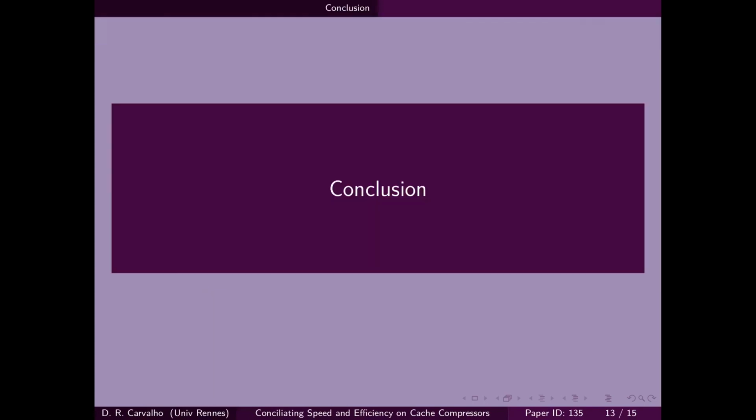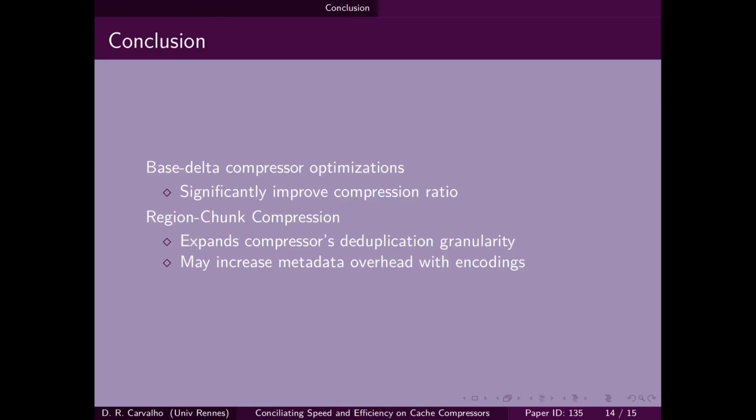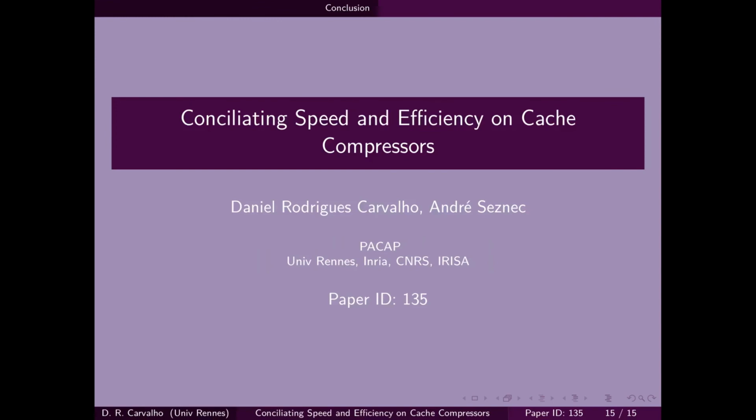So the area of the region compressors is going to be the sum of the areas of its region subcompressors. In conclusion, the base delta compressor optimizations greatly improve the compression ratio, and the region chunk compression managed to expand the compressor's deduplication granularity. However, there is an increase in metadata overhead with the encodings, so it must be thought through before applying it. This concludes our presentation. Thank you for your attention.